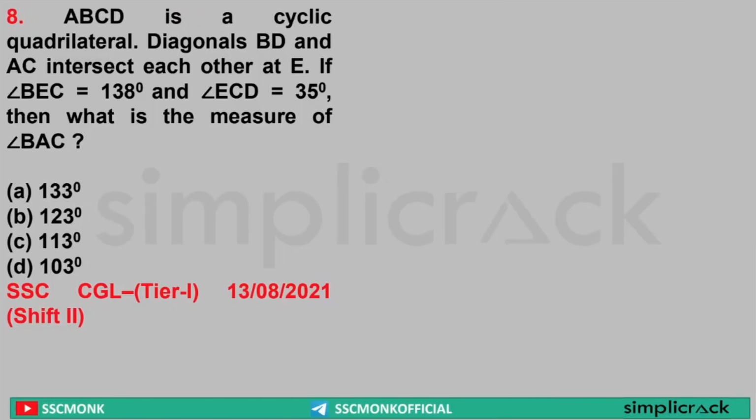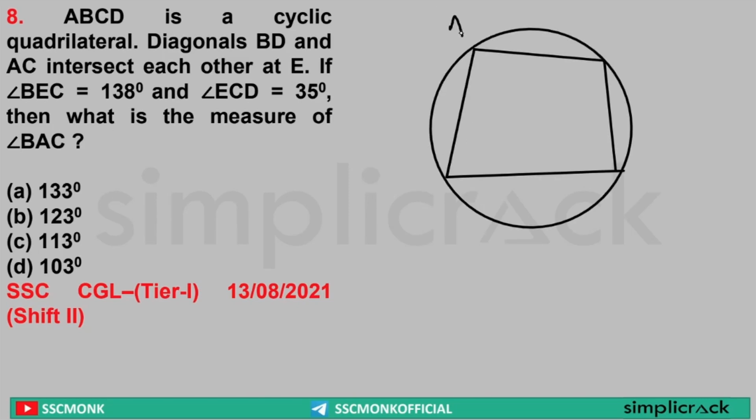Next. ABCD is a cyclic quadrilateral. Diagonals BD and AC intersect each other at E. If BEC is 138 and ECD is 35, what is the measure of BAC? So let's say this is a cyclic quadrilateral ABCD. It is saying diagonals BD and AC are meeting at a point E.